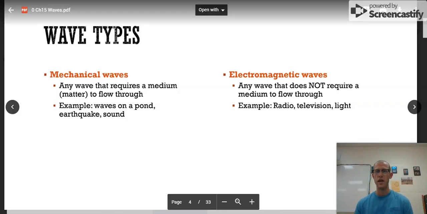Electromagnetic waves are any wave that does not require a medium to flow through. So radio waves, television waves, light, those are all examples that don't need a medium.